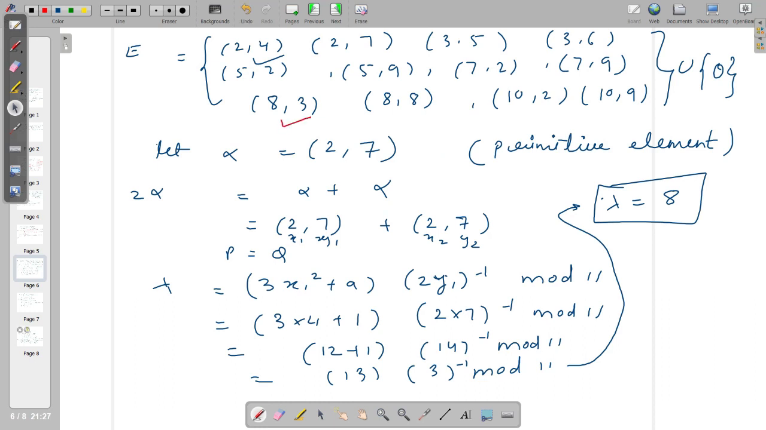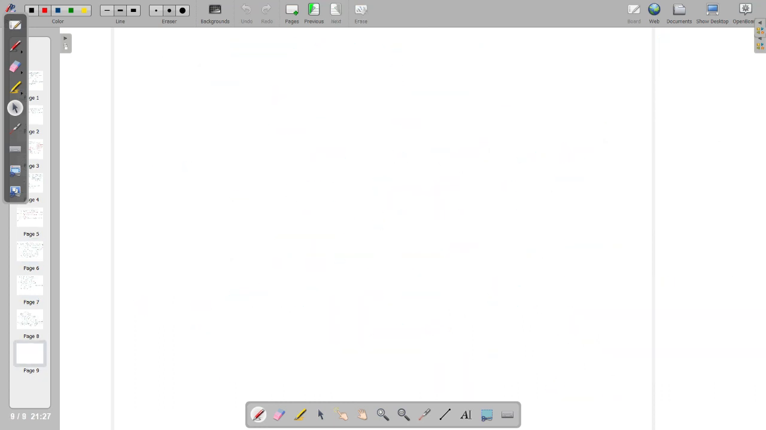So similarly we can find out 4 alpha, 5 alpha, 6 alpha and up to 11 alpha, 12 alpha, and we will check whether all the points are here or not. So when we calculate 4 alpha, it comes out to be (10, 2). When we calculate 5 alpha, it comes out to be (3, 6). When we calculate 6 alpha, it comes out to be (7, 9).